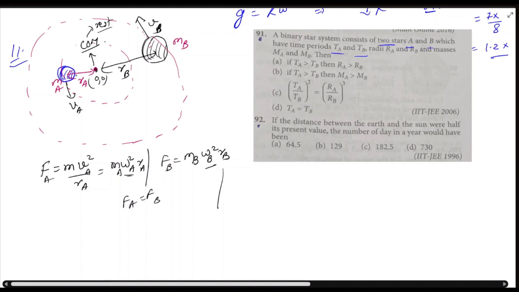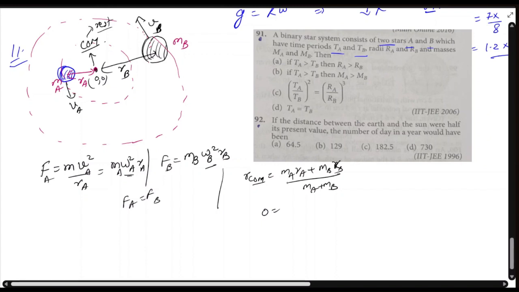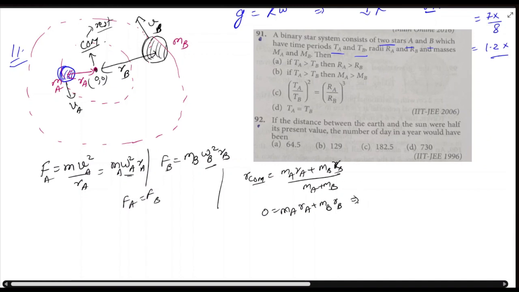So how will we write? So R of center of mass will be (MA RA plus MB RB) upon (MA plus MB), and R of center of mass is 0. So this will simply be MA RA plus MB RB equal to 0. So we will have MA RA will be equal to minus MB RB. So negative is saying that one will be in the left, another will be in the right direction. So we'll just write the magnitude. It will be MA RA equal to MB RB. So let's just put this here.